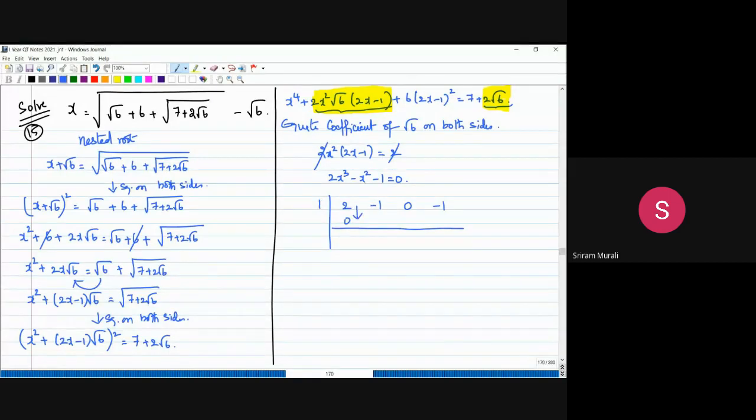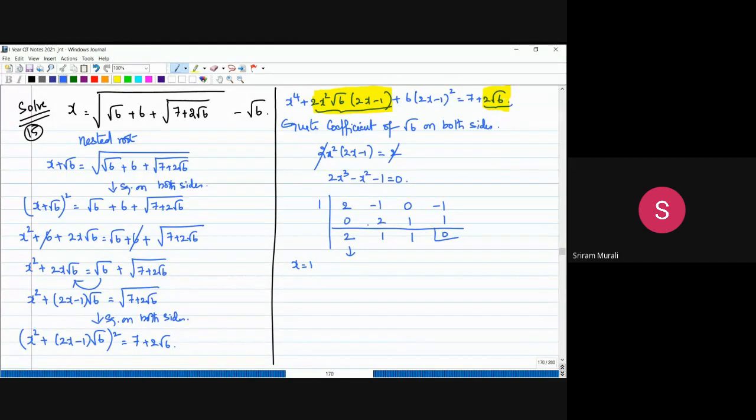So add this. If you add 2 plus 0, you will get 2. These two must be multiplied. So 1 into 2 will be equal to 2. Again you add this. This will become 1, because 2 minus 1 will be 1. Now you multiply these two. 1 into 1 will be 1. So again you add 0 plus 1. So my remainder is 0. If the remainder is 0, this is one of the roots. So x is equal to 1 is one root.